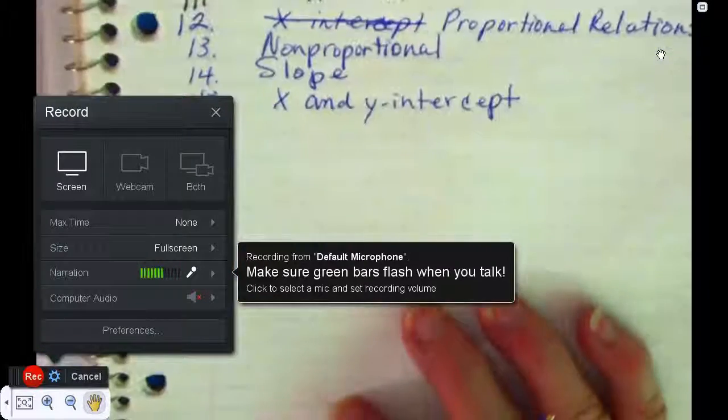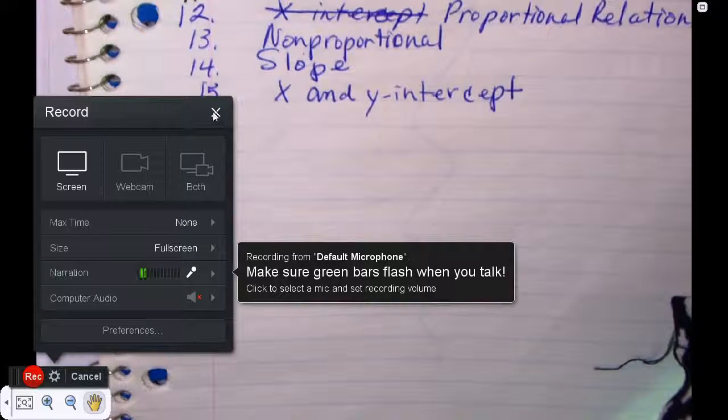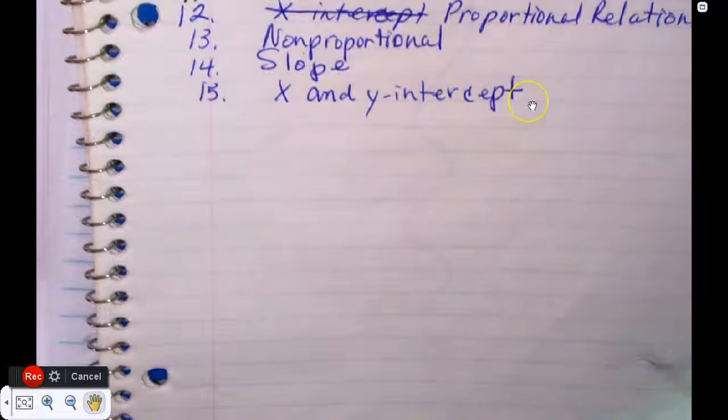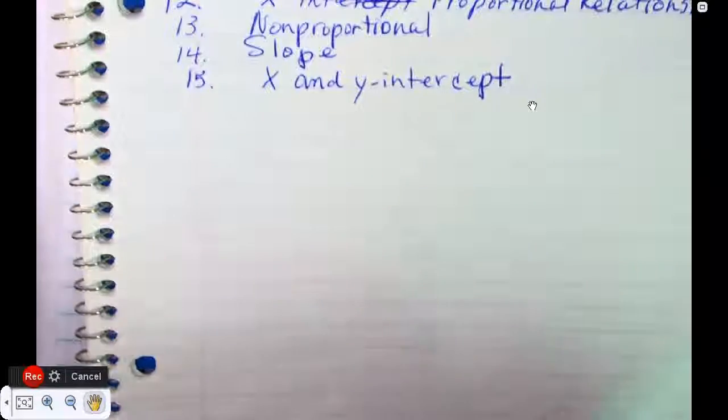Okay, in your spiral, number 15 should be X and Y intercept. X and Y intercept.